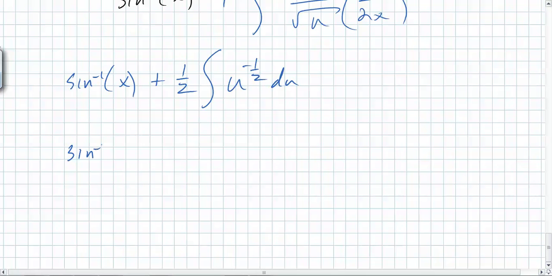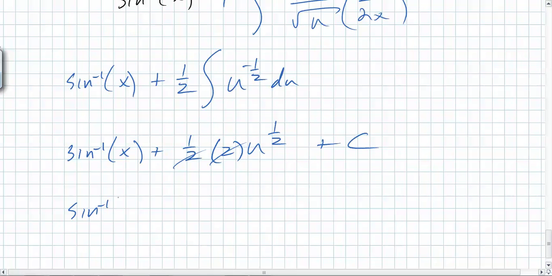So we end up with sine inverse of x plus 1/2. It's going to be u to the, but then we have to put a 2 out front, right? Plus c. Yep, it cancels. So now you have sine inverse of x plus, what was u?